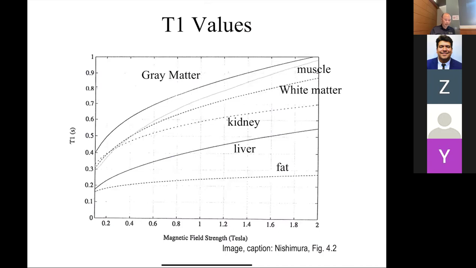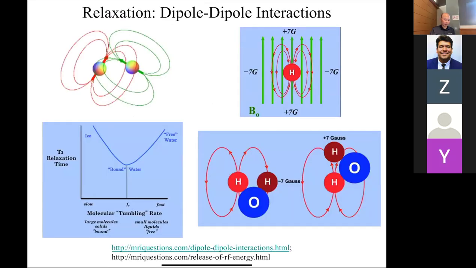And then there are different T1 values, which we're going to take advantage of to create image contrast. The first thing we want to talk about is dipole-dipole interactions, and we're looking at the T1 relaxation time.